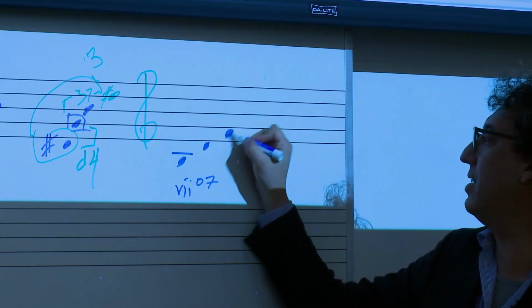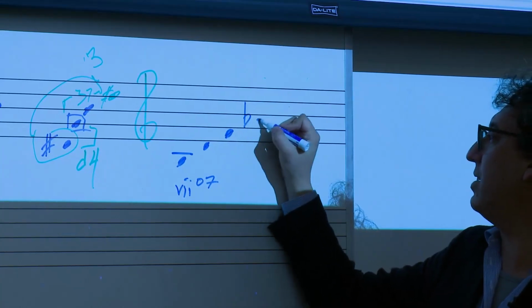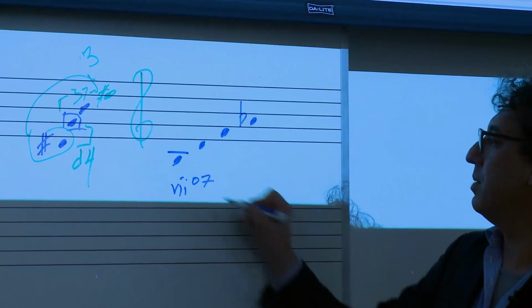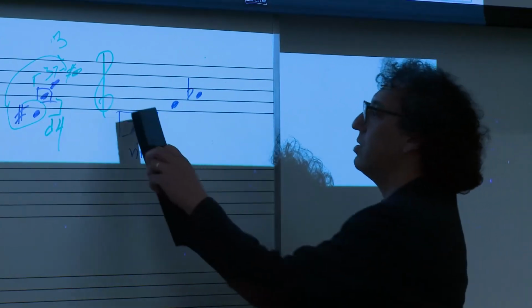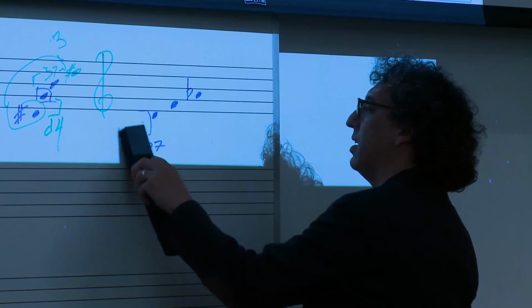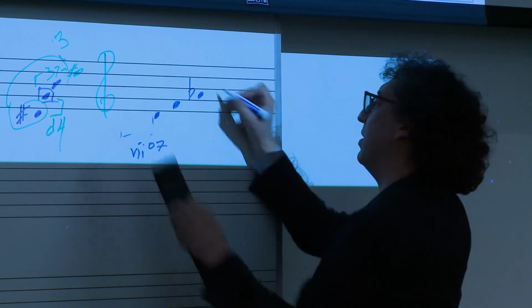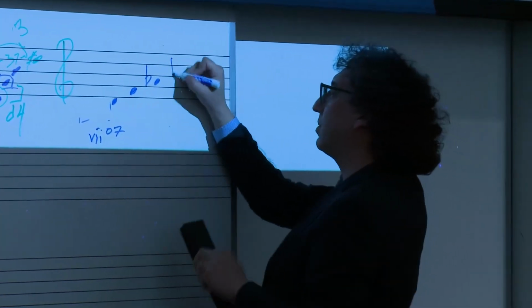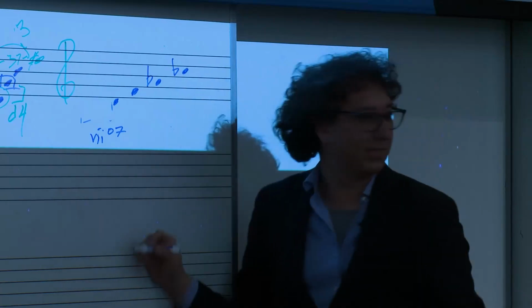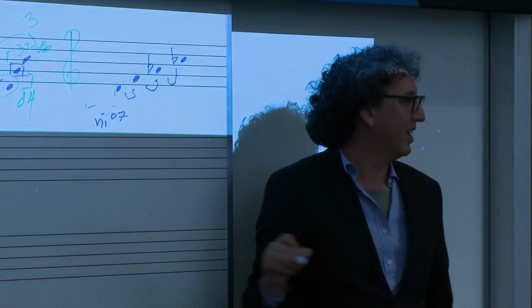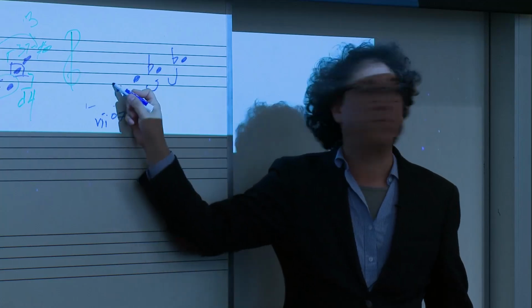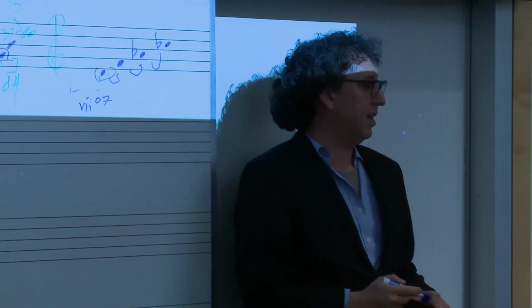F, and then A flat. So diminished seven with a root on B, but we can change this to move it up an octave and flip the enharmonic. And suddenly we have third, third, third, and our root becomes D.